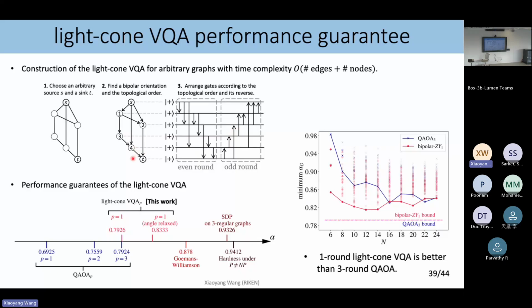Then we can prove the performance guarantee of the Latcon VQA to be 0.7926 with one layer, which can be further improved to 0.8333 by an angle relaxation procedure. So we see that this single-round Latcon VQA is comparable with the 3-round QA in performance guarantee, and these are the numerical results that confirm our performance guarantee.